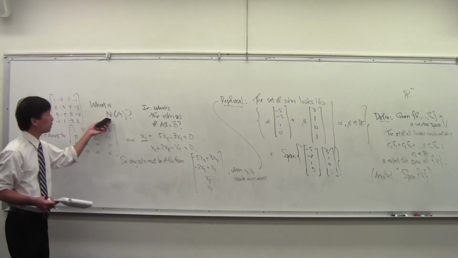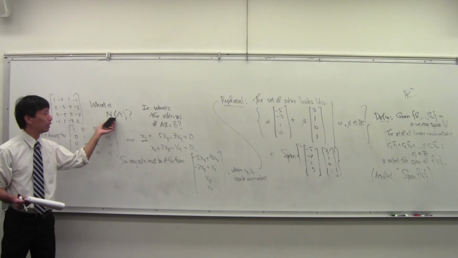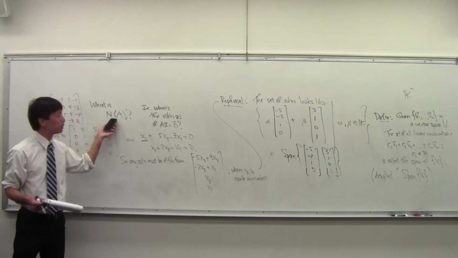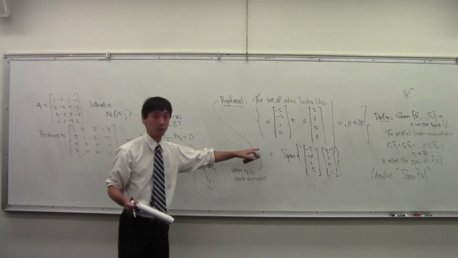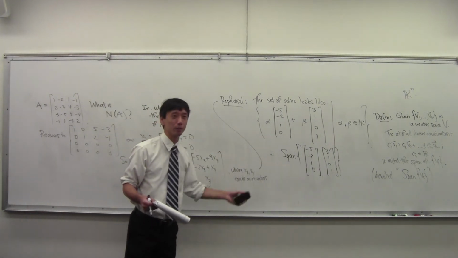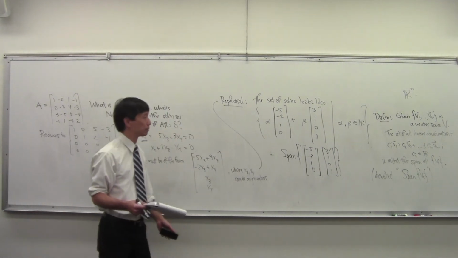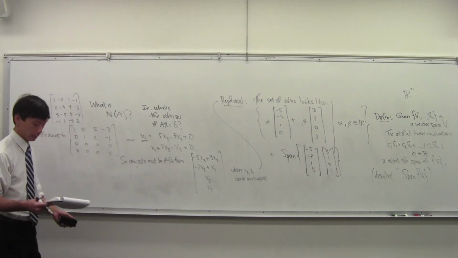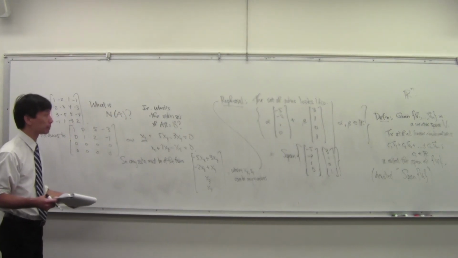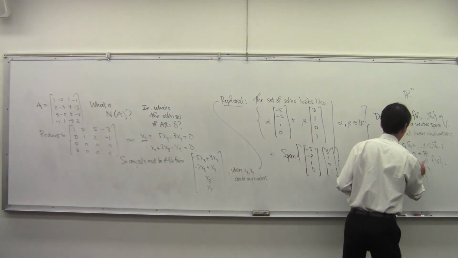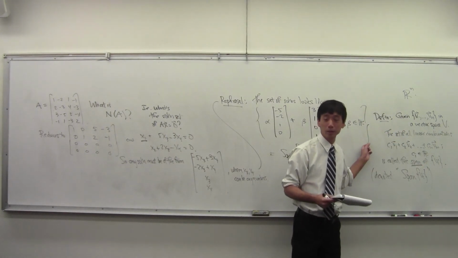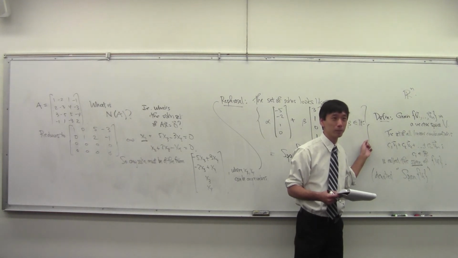So the null space, if you work it out, it turns out you can express it as a span of these two vectors. Any questions? Any questions?